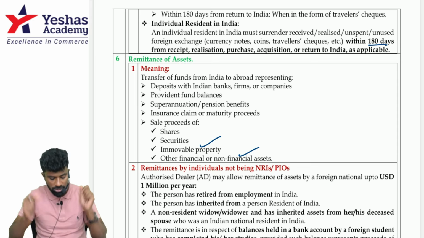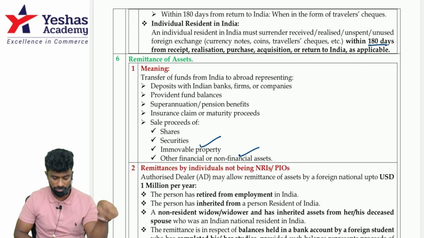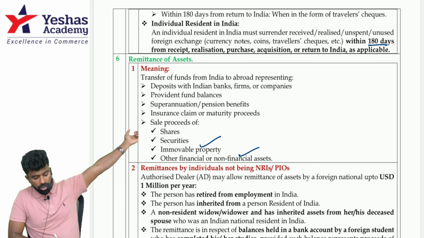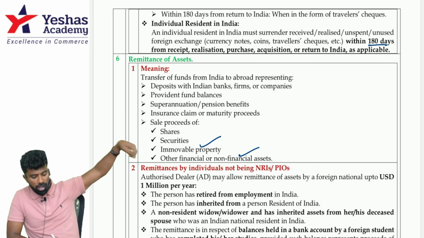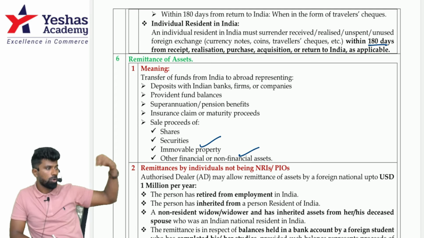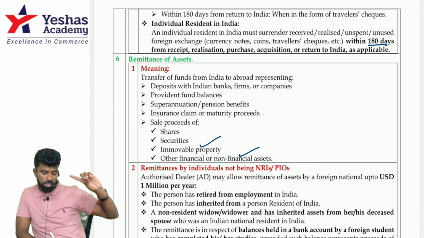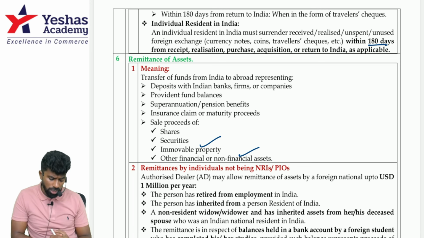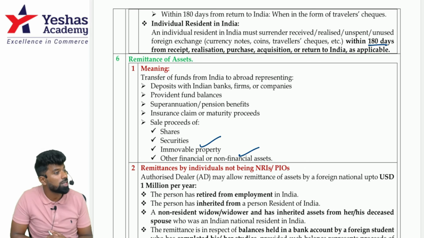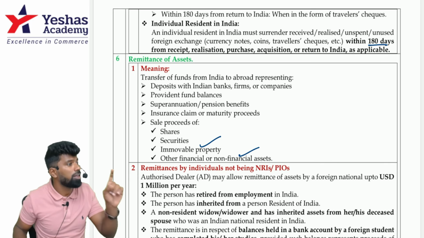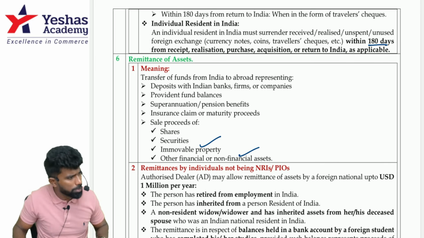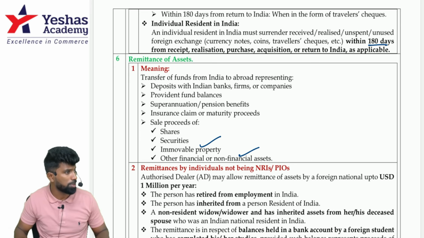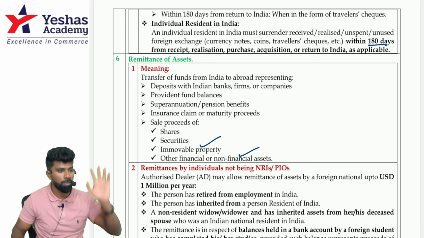One more time. Remittance of assets means transfer of funds representing deposits with banks, firms or companies, provident fund balances, superannuation or pension benefits, insurance claims or maturity proceeds, sale proceeds of shares, securities, immovable property or other financial or non-financial assets. All these are called remittance of assets. Any remittance of assets requires approval of RBI, except a few. We'll discuss which remittances do not require approval of RBI.